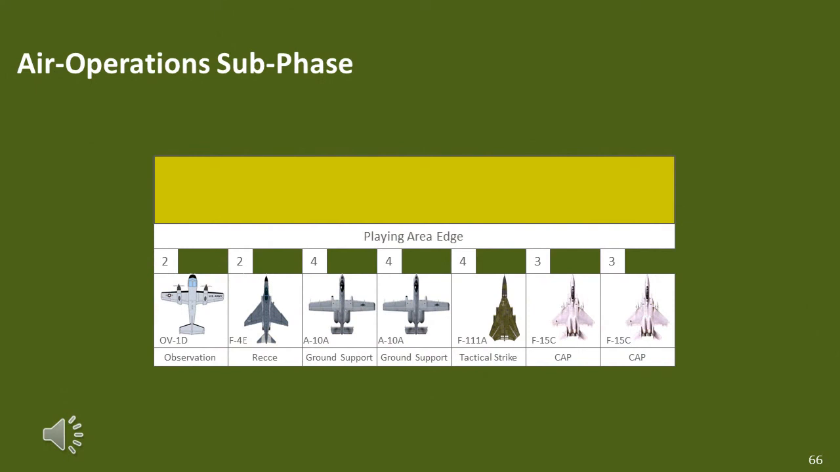During the air operation subphase, players place available aircraft or helicopters on the friendly player edge. This is to indicate they are ready to accept an aircraft mission order and be deployed on the playing area during the next game turn. If there are any aircraft or helicopters on the playing area, they are removed and returned to their base. Helicopters based on the playing area are returned to their on-playing area base.